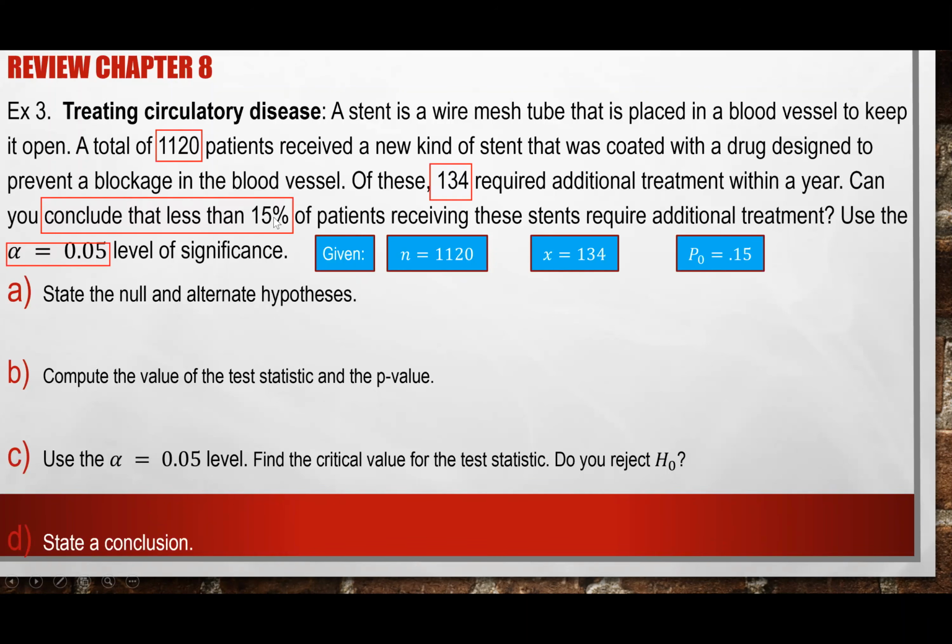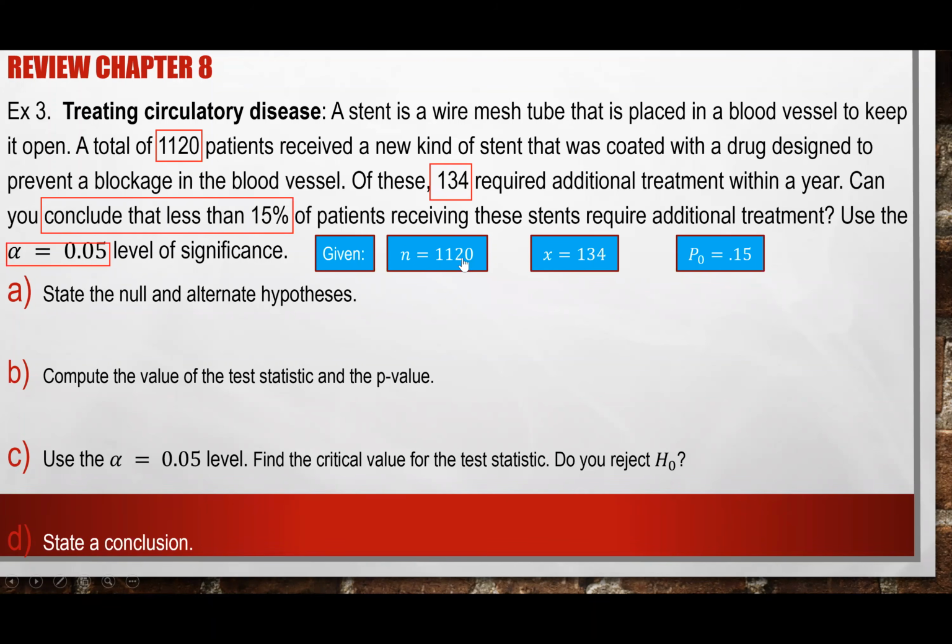So you read this, we know that we have some patients that have this tube inserted in the blood vessel, and sometimes they have to come back within a year to have some treatment, right? So they ask you, can you conclude that less than 15% of the patients, which is the specific number that we want to test, have to come back for additional treatment.